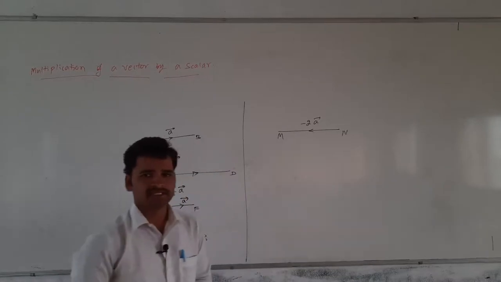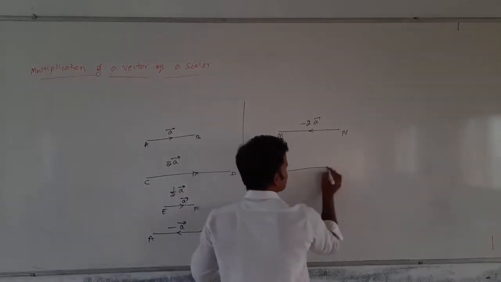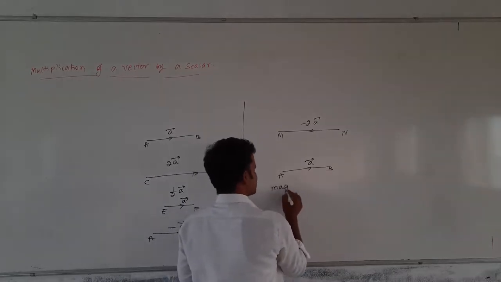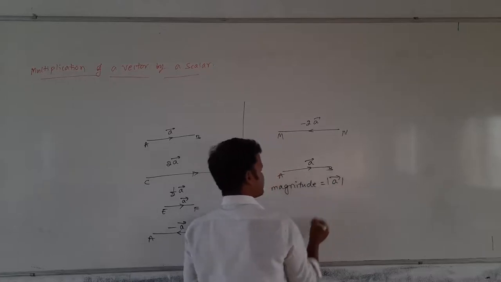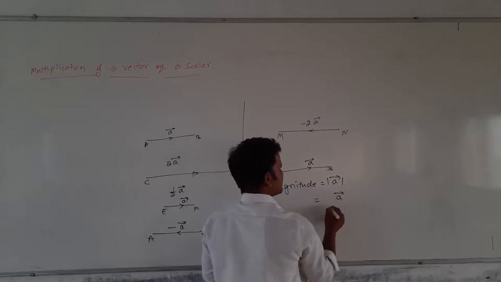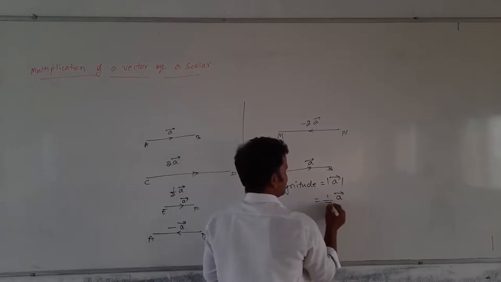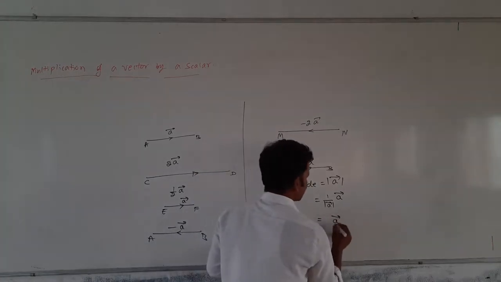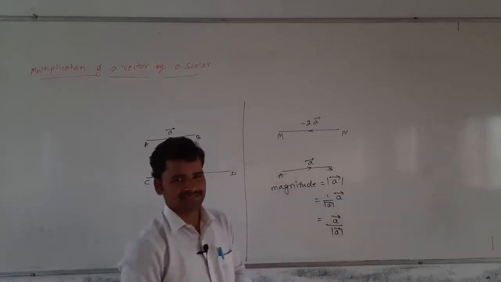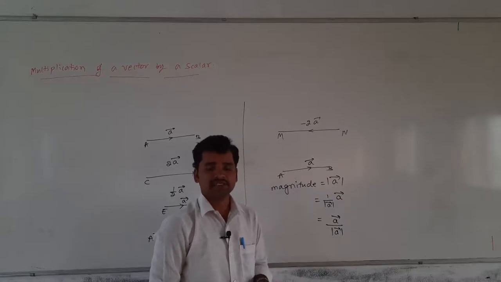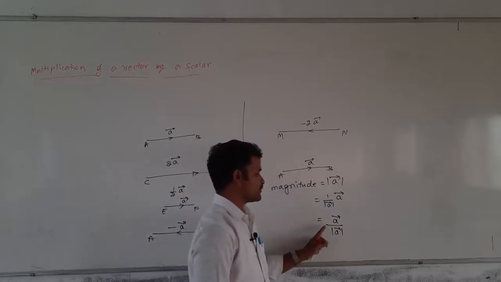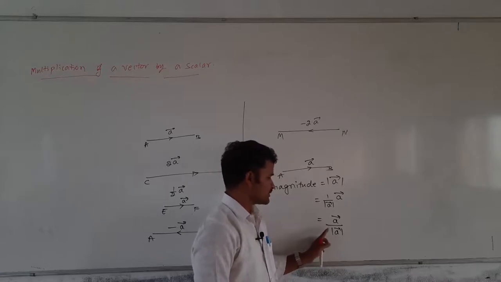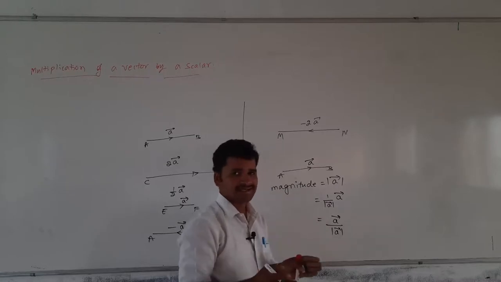Now with this concept, I want to tell you one thing. Suppose there is a vector AB, named as vector A, with a magnitude. If I multiply the vector A by 1 by magnitude of A, or in other words, divide the vector A by its own magnitude, what happens here? That gives us a unit vector. Unit vector means its magnitude is 1. What about the direction? The direction will not change, because the magnitude is a positive value. Direction will be the same. Only its length reduces.